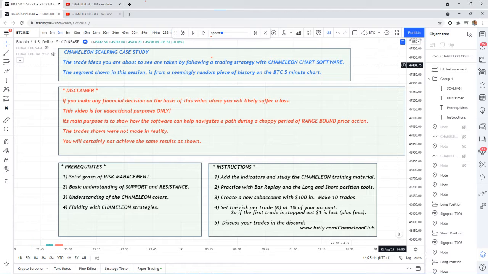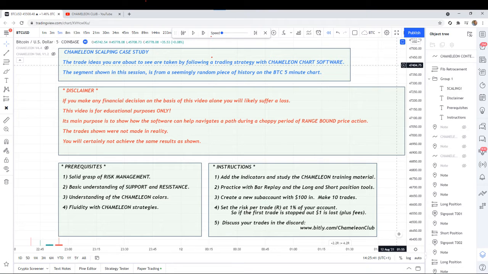To get started, you need to add the indicators and study the chameleon training material. This can take 3 to 6 hours. Secondly, practice with bar replay and the long and short position tools. Third, create a new sub-account with $100 in it, or even safer, open the paper trading panel in TradingView.